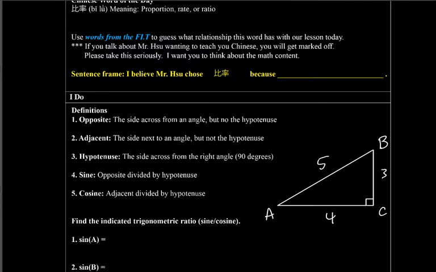Sine. This is opposite divided by hypotenuse. And cosine, it's just another definition, adjacent divided by hypotenuse. So let's look at an example of this.